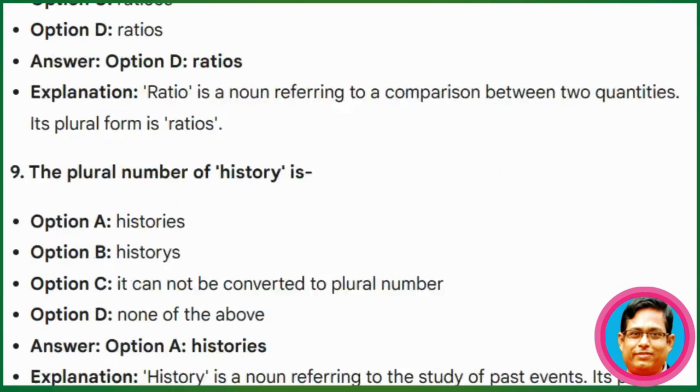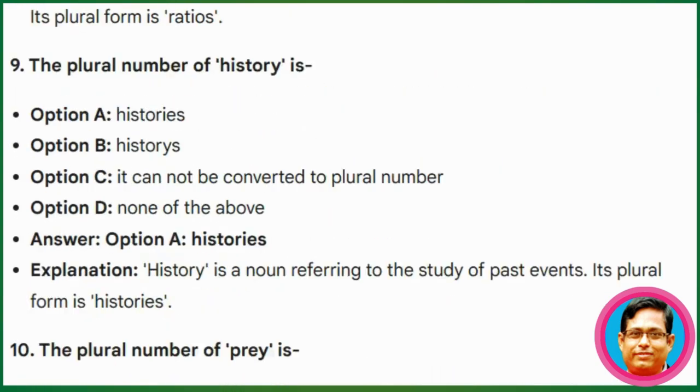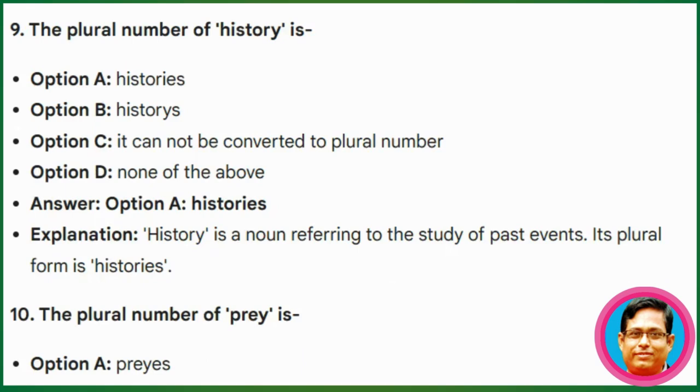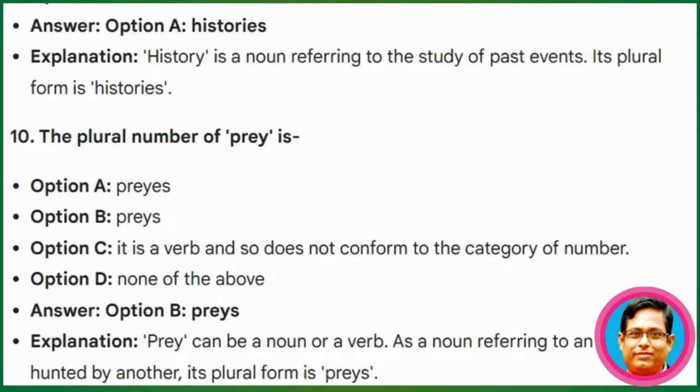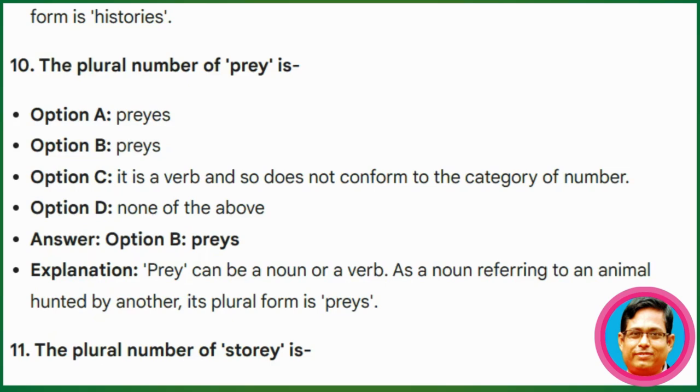9. The plural number of history is option A, histories. Option B, histories. Option C, it cannot be converted to plural number. Option D, none of the above. Answer, option A, histories. Explanation, history is a noun referring to the study of past events. Its plural form is histories.